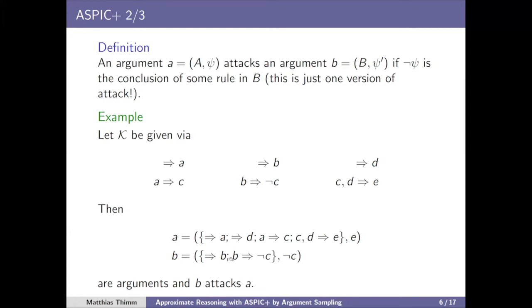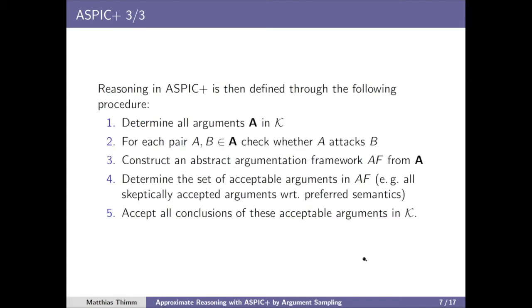And we can see the latter argument attacks the previous one, because the conclusion of this argument appears in this previous argument at this point. So for this first argument to work, we need this intermediate conclusion C, and we attack this with this other argument. And this defines an attack relation between these arguments.